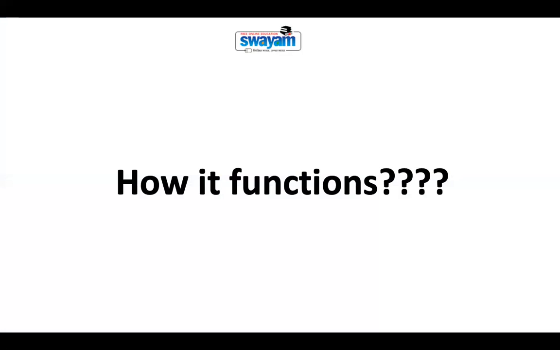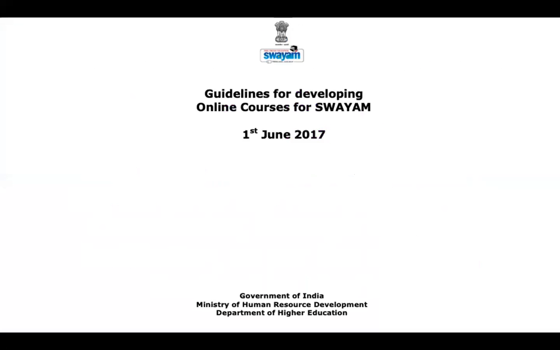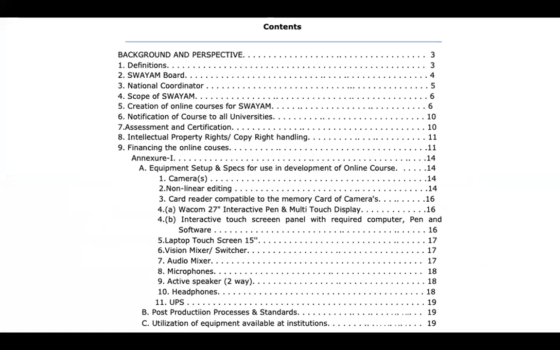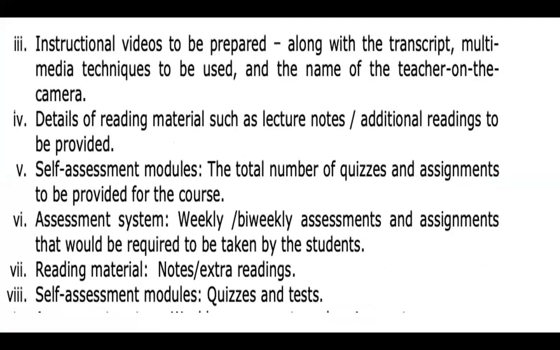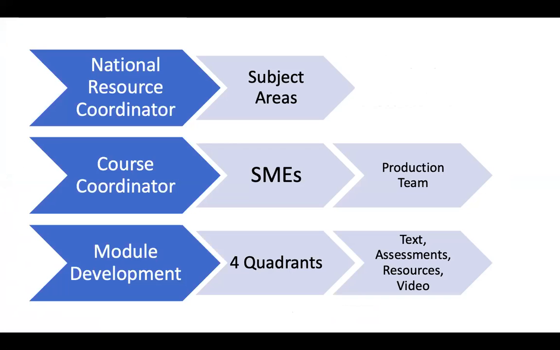So how it functions, I have made a small chart for you: online courses will be made on SWAYAM through a national NRC and a PI. Now, how does it happen? These are some of the guidelines which you will find on the net when you open the website of SWAYAM. But I will come to how it happens. A national resource coordinator has a list of subject areas. Say UGC has a number of subjects: humanities, science, non-science, and other subjects, linguistics. Similarly, if I talk about NCERT, we are offering 24 subjects: physics, chemistry, bio, accountancy, economics, sociology, Urdu language, health and nutrition.